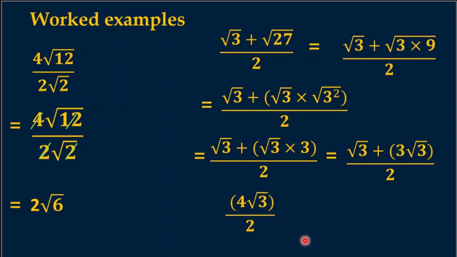We can go further because we have 2 here, we have 4 here, which can cancel, and so 2 cancels 4 2 times, so we have 2 root 3, because this 2 cancelled this 4. This is the final answer to the question we were given here. Okay, let's see some more examples.